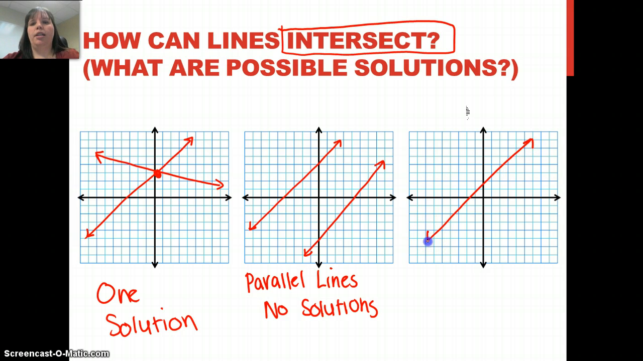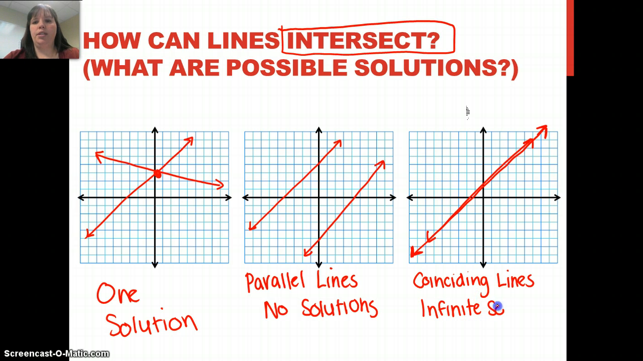Well, let's think, if I had a line, how else could I draw a line that intersects with this one? Well, what if I drew, again, bear with me to do the best I can here, what if I drew the same equation? If you remember, we called these coinciding lines, or the same line, the exact same equation. How many solutions would there be here? Well, there would be an infinite number of solutions.